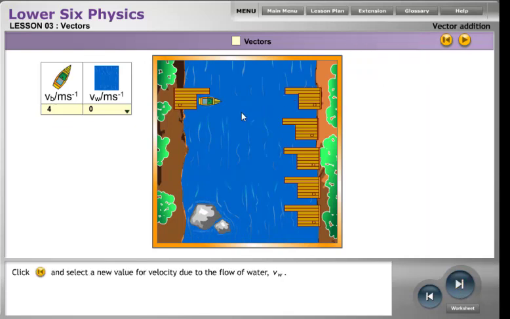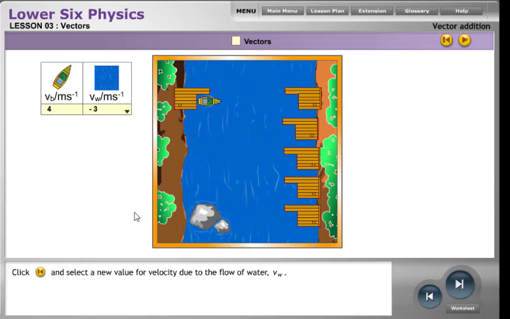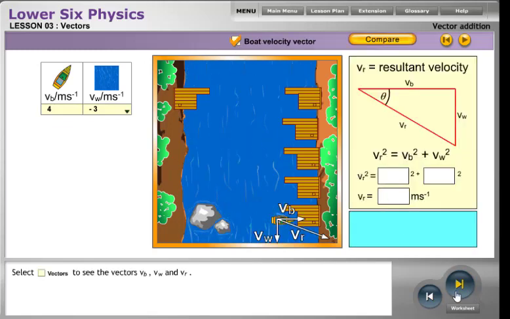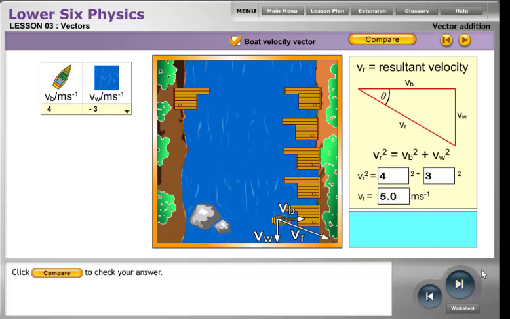Click Reset button and select a new value for velocity due to the flow of water, Vw. Click Play to start the boat. Select Vectors to see the vectors Vb, Vw and Vr. Enter the values for Vb and Vw in the resultant velocity Vr equation and calculate the resultant velocity Vr. Click Compare to check your answer.